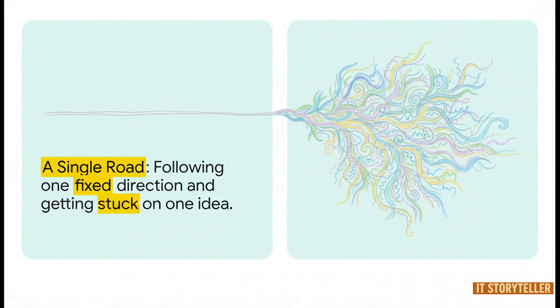"Exactly," LangGraph explained. "A single road is like a simple script. It only goes forward. But a graph is like a painting of all the possible roads. It lets you decide which path to take next based on what you've just learned. It can even have cycles, letting you try again and again until you get it right."